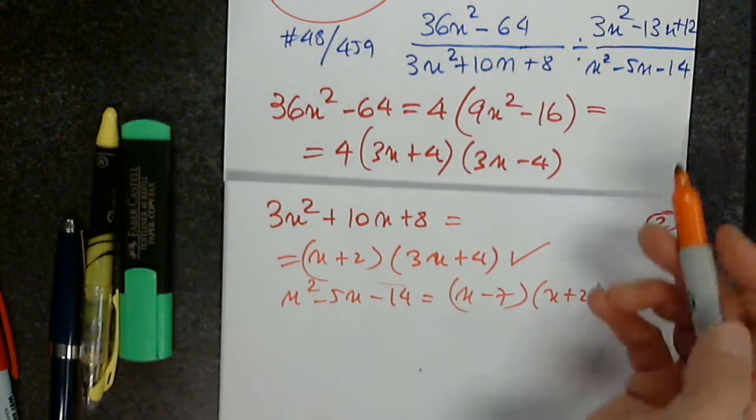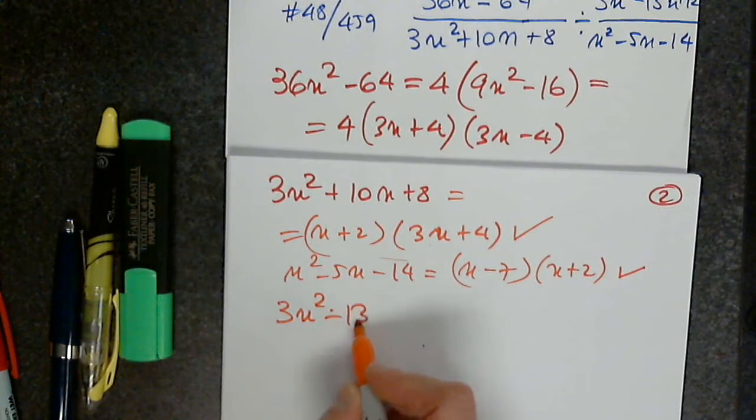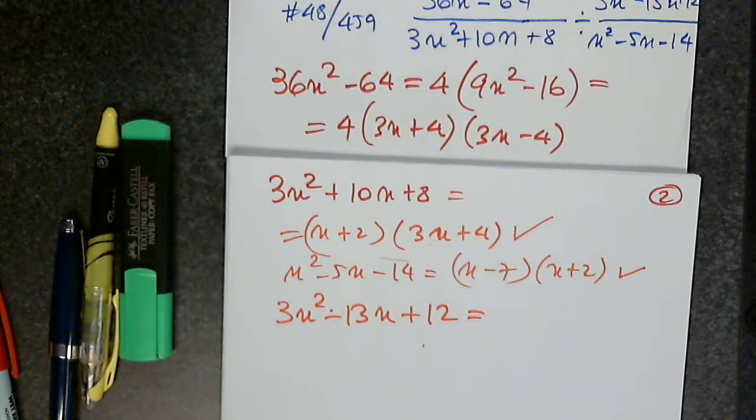That's correct. And now we have the top, that was just 1. 3n squared minus 13n plus 12. We are working on 3n squared minus 13n plus 12. And then we go back to 7.4. The last problem was 44.